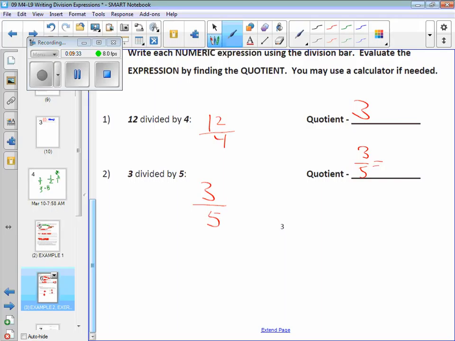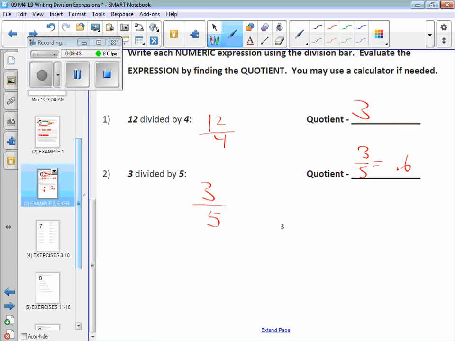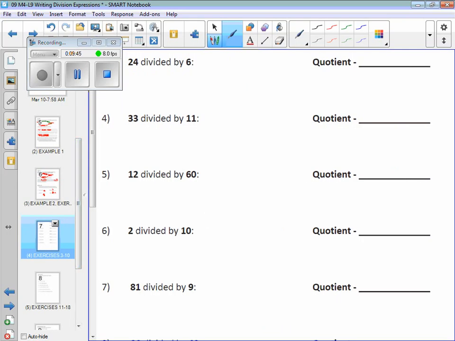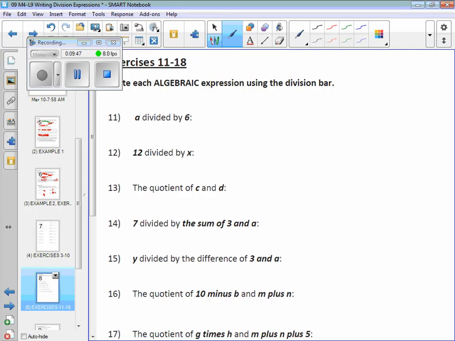If you'll do the rest of those exercises 3 to 10, let's go and skip and do a little bit of page 5. I'm going to skip around a little bit on this because I want to see if it's both. Okay, same thing. It's algebraic expressions using the division bar. A divided by 6. If I call on you, just tell me who's on the top. It's obvious what's the other one on the bottom.